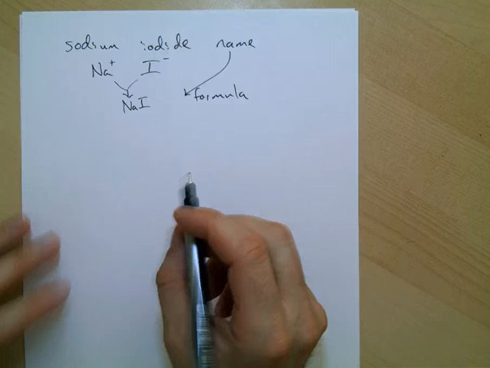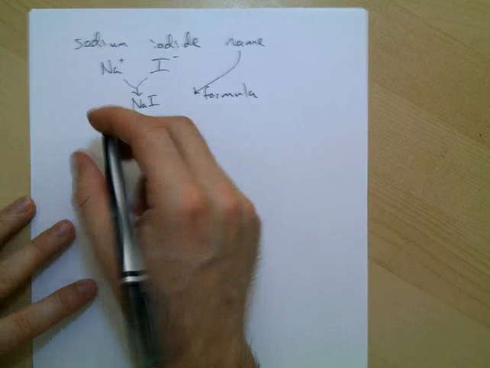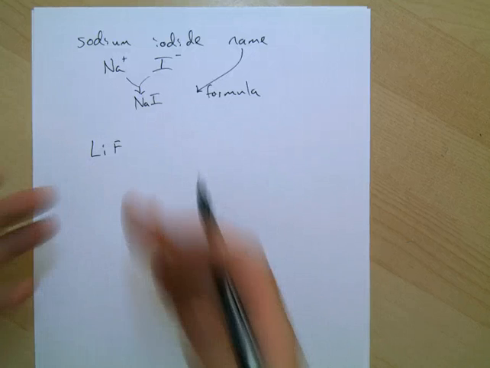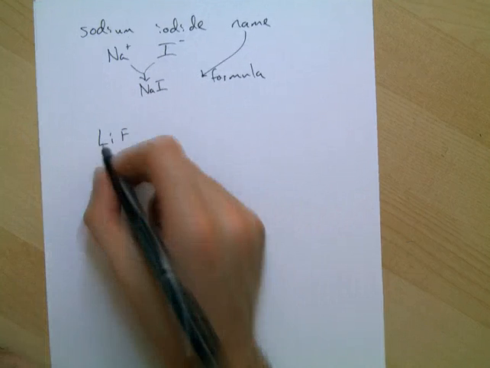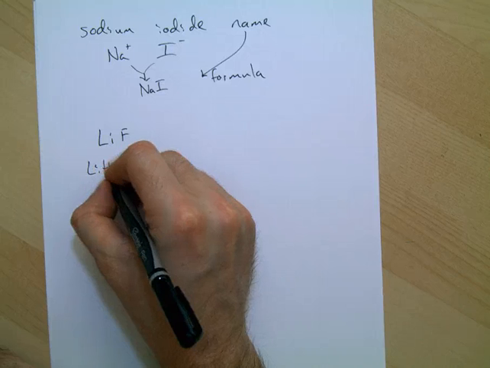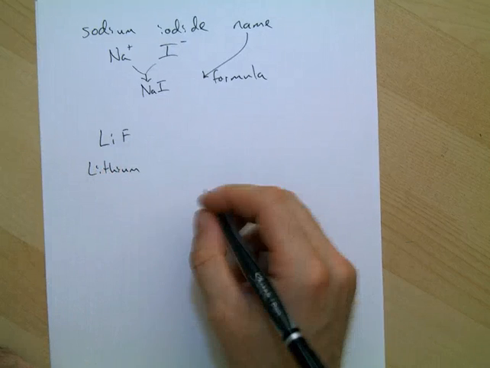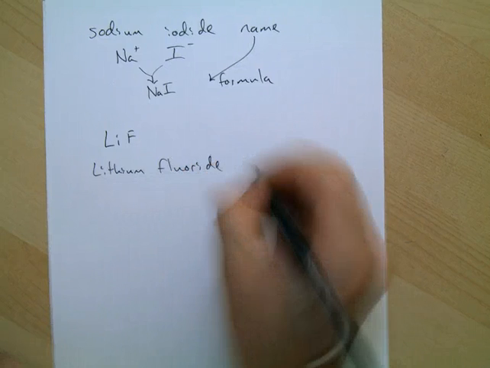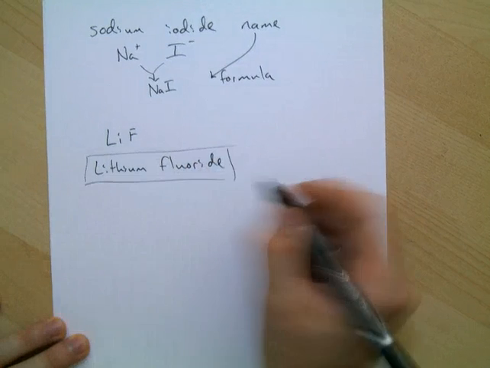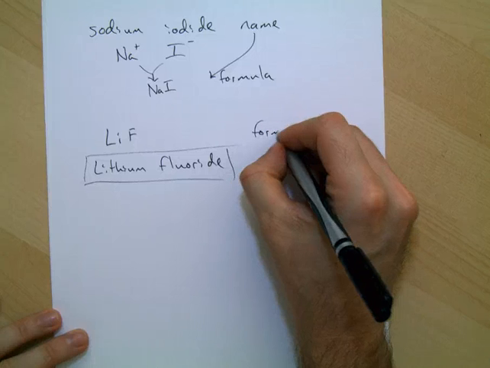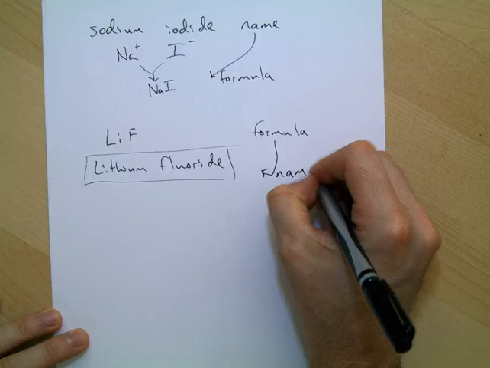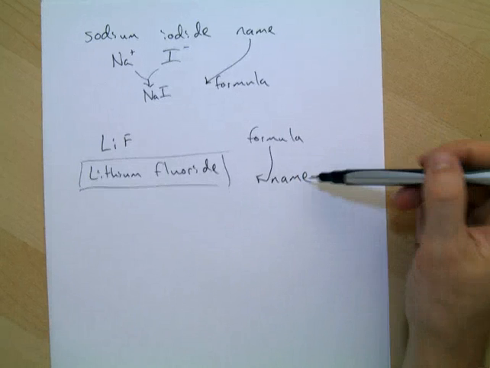Say I have something like LiF, and I need to go from the formula to the name. So Li is lithium, F is fluorine, but I'm going to change it to fluoride. And that's it. So this is an example of going from the formula to the name. Now you'll notice that going from the formula to the name is a little bit easier.